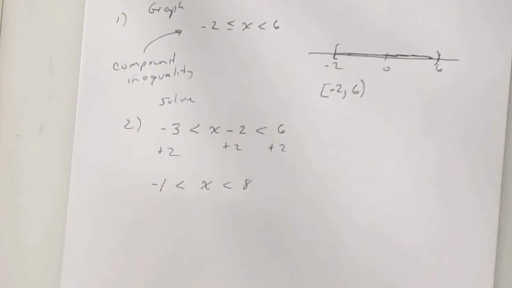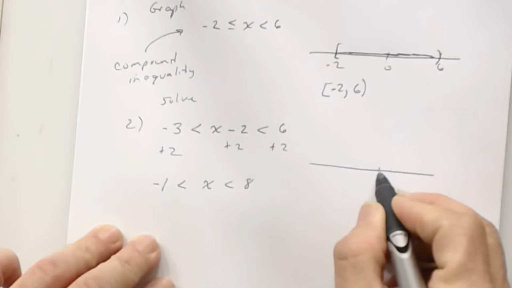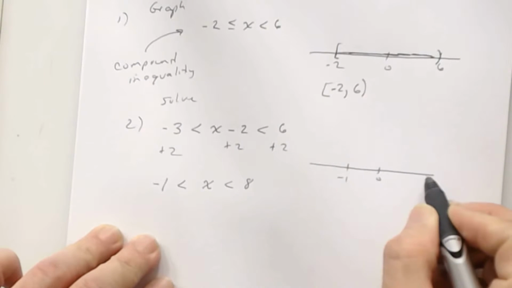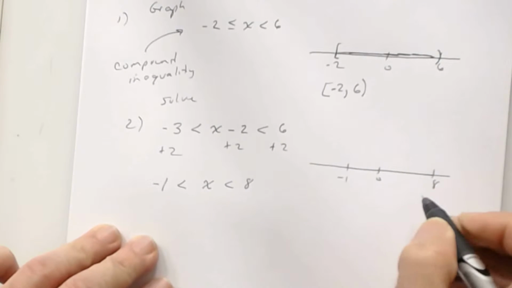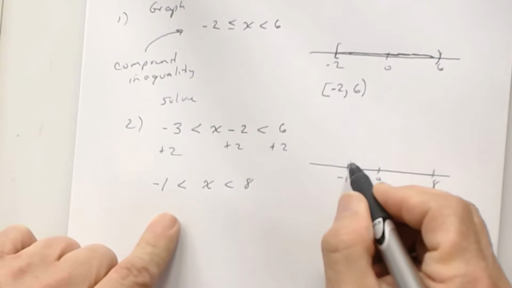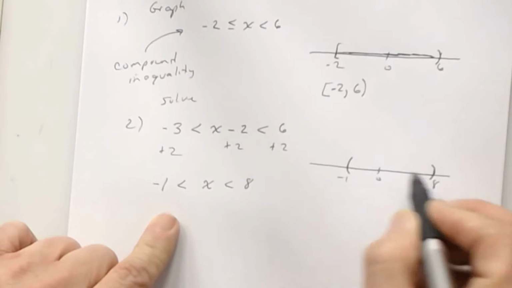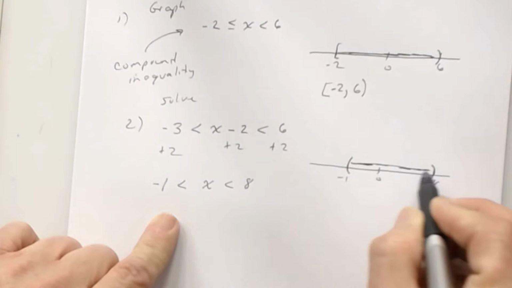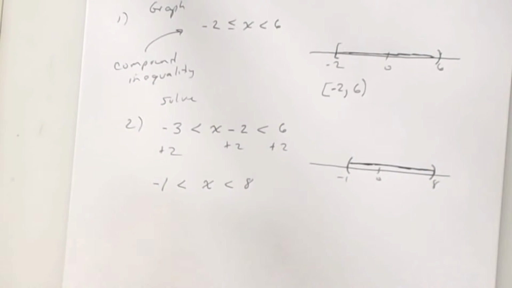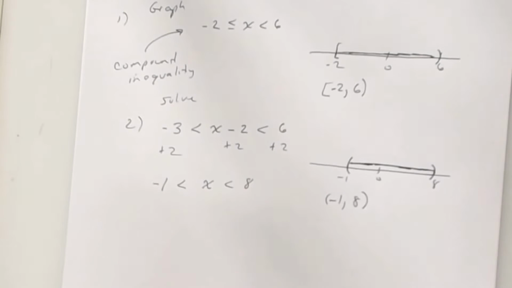Yes. So you graph, then, if this is 0, I need a negative 1, and what else do I need? An 8. And on both of those, I'm going to use parentheses. So the one on negative 1 will be pointing to the right, the one on 8 will be pointing to the left. And I just shade in between them. Okay, so that's what you do. That's all you do. What's interval notation? Parentheses, negative 1, comma, 8, parentheses. Yep. All right.